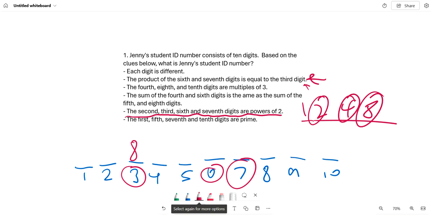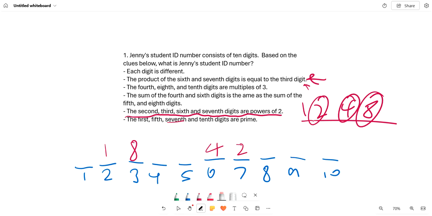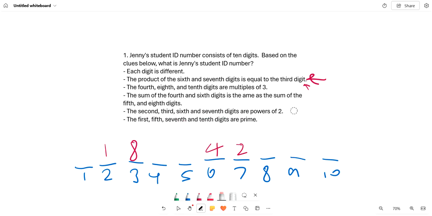Because we also know that the seventh digit is prime, that means it's 2. So that means the sixth is 4, and that means that the second one is 1, because 1 is a power of 2. So now that we're done with that, we can move on.